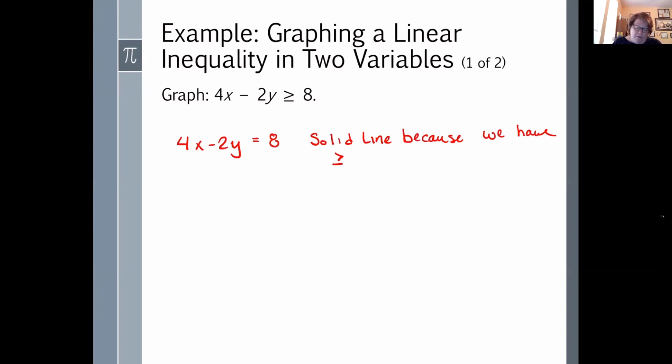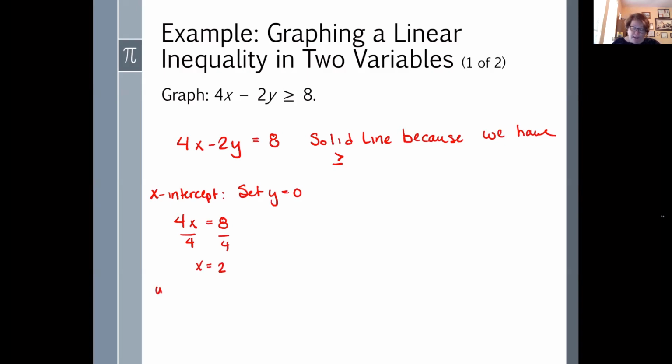All right, so I'm going to find the x-intercept. To find the x-intercept, I set y equal to 0. And when I set y equal to 0, the minus 2y goes away, and I get 4x equals 8, or x is equal to 2. So the x-intercept is the number 2.